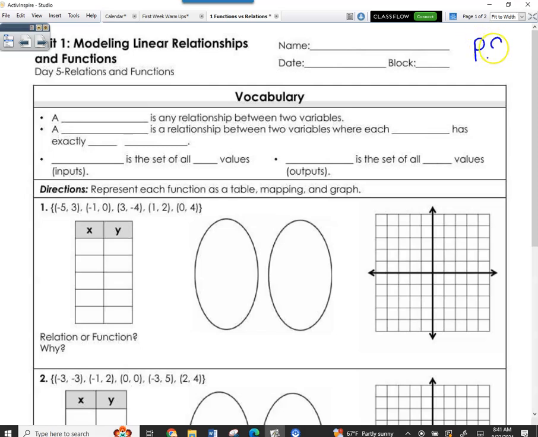Well, this is new information. There you go. This is page 9. So this page is dedicated to showing you the difference between what's called a relation and a function.